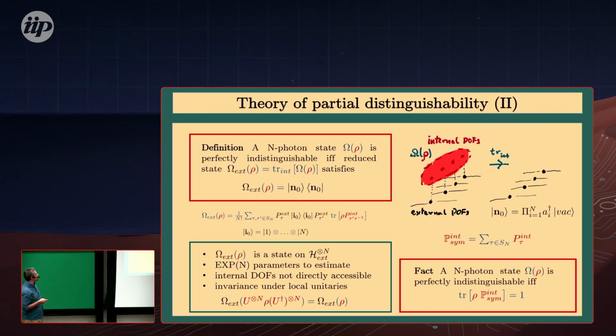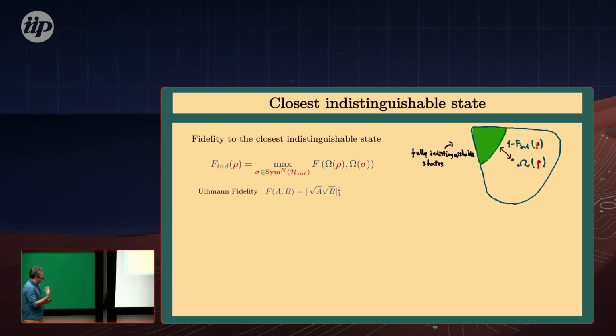Yeah, let us move further. Now I don't just want to say what it means to be perfectly indistinguishable, but maybe I want to be approximately indistinguishable. So we decided to look at fidelity. We want to find a state, I have my state omega of rho here, and I want to assess how close it is to the state of perfectly indistinguishable bosons. Yeah, we decided to look at the Uhlmann fidelity. Great. Yeah, it looks complicated for now.